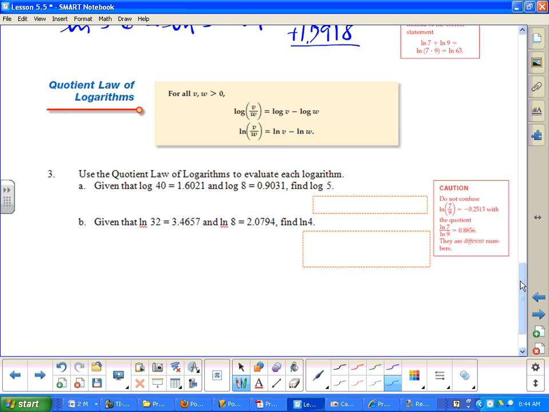The same thing applies when we're using natural log. And we have a caution for quotients also. So if I have the log of 40 and the log of 8, and I want to find the log of 5, I do the log of 40 divided by 8. So the log of 40 minus the log of 8. Okay, so we take those two numbers and subtract them.